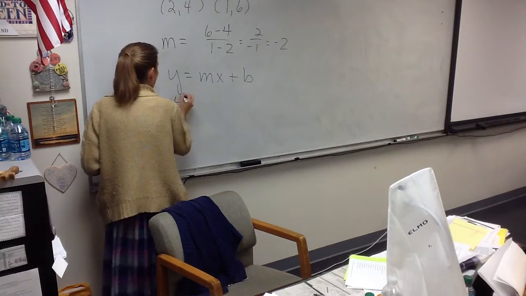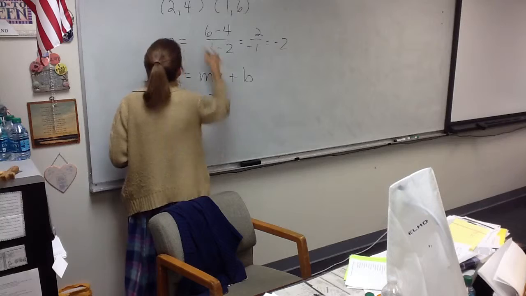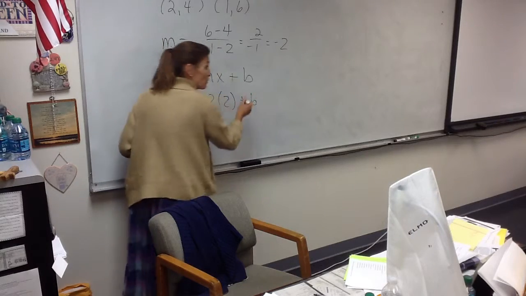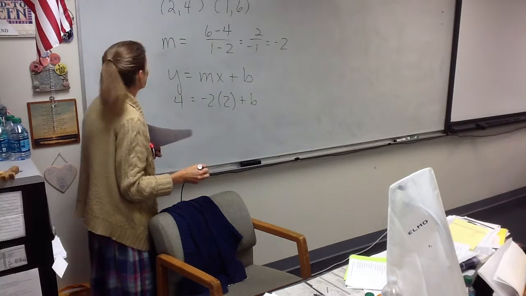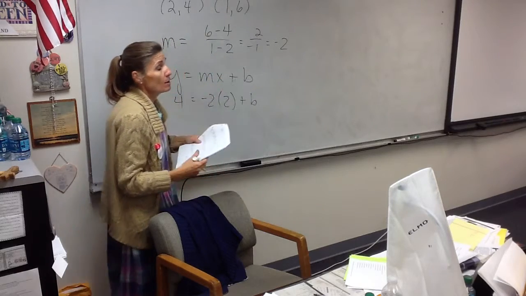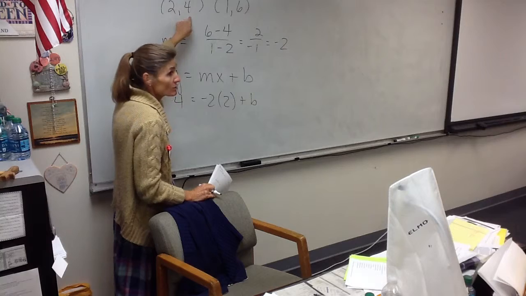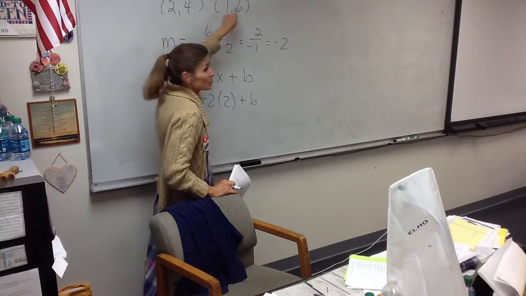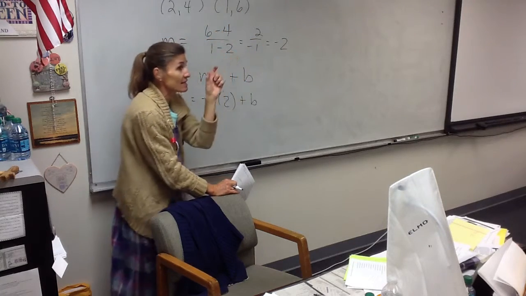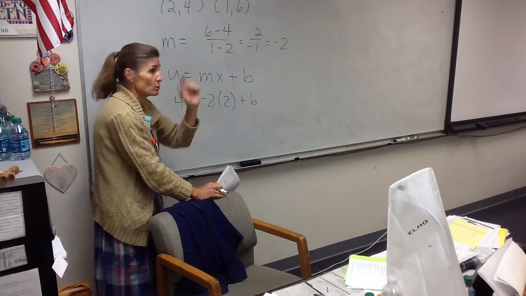So his y is 4, his m is negative 2, his x is 2, must be what? Does it have to be the first? No, you can use either point. Now, but Bryce, listen, if you use this x, then you have to use this y. So you have to stick in the same point, but it doesn't matter which point you use.